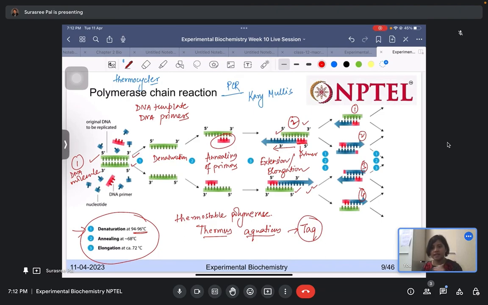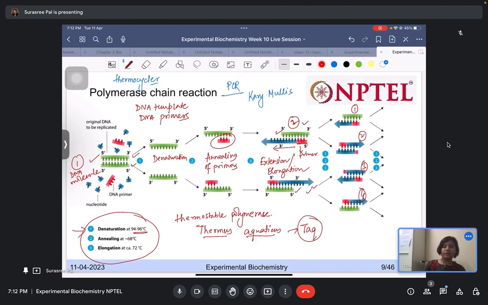Okay, so in each of the cycles, first the temperature will rise to 95 degrees centigrade, denaturation will occur, then the temperature is again brought down so that at this lower temperature, the primers can anneal to the strand of DNA. Then again, a temperature is maintained in which the polymerase can elongate. So this elongation temperature is dependent on the polymerase action.